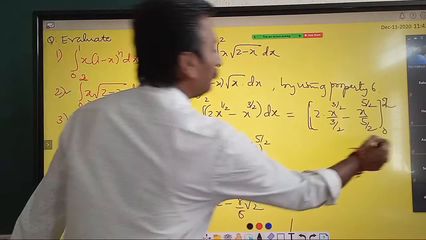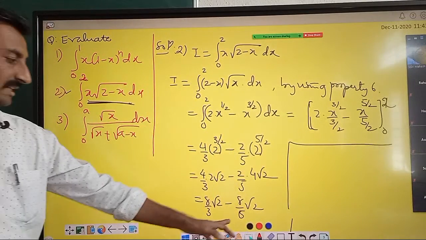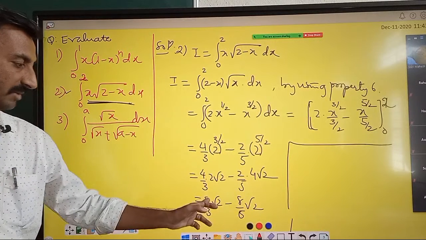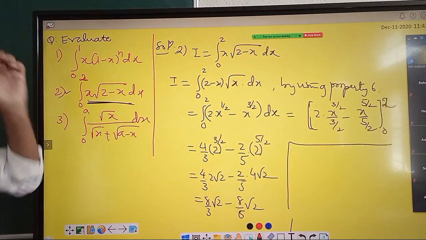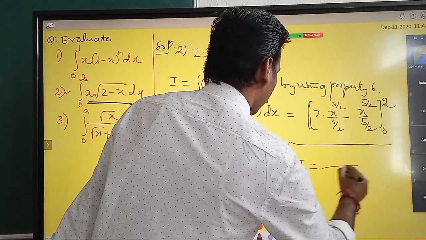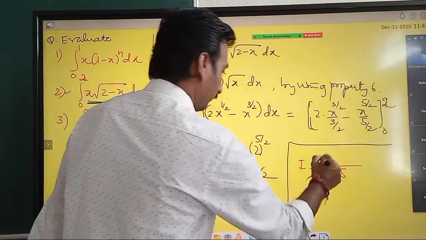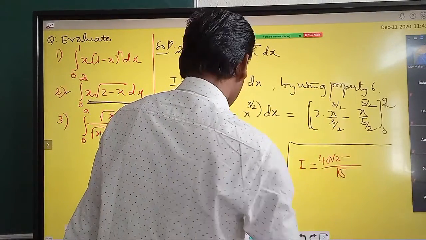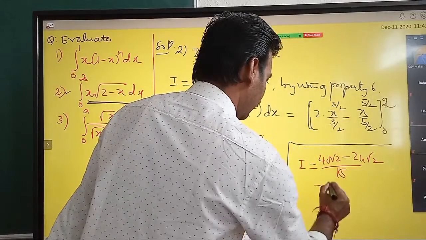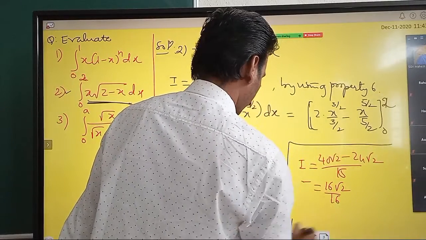If you are interested, simplify this further. What is the LCM here? The LCM is 15. 5 is multiplied with this, 3 is multiplied with this. So I equals 1 by 15 times 40 root 2 minus 24 root 2. What is this? It is 16 root 2 divided by 15. Correct?